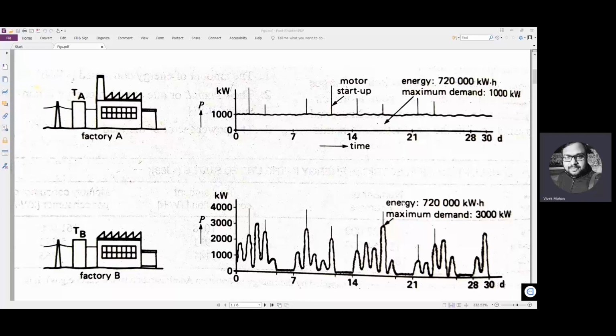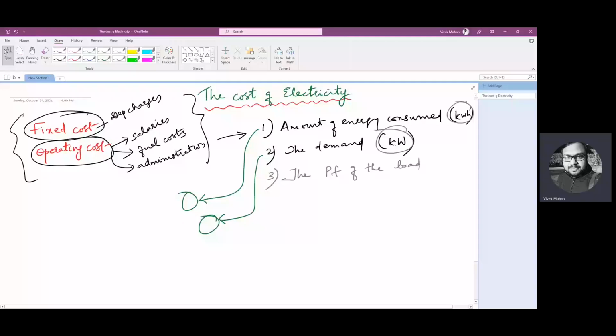Now let's go to the next topic, which is demand meter. Let me stop sharing this. Again, I'll go to the next one. Demand meter. So what is a demand meter?